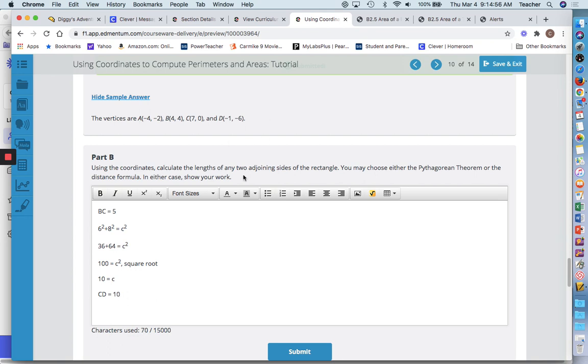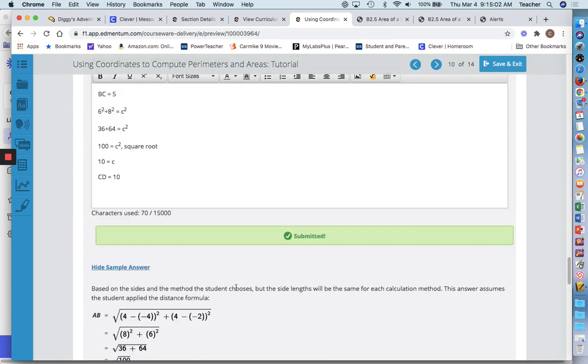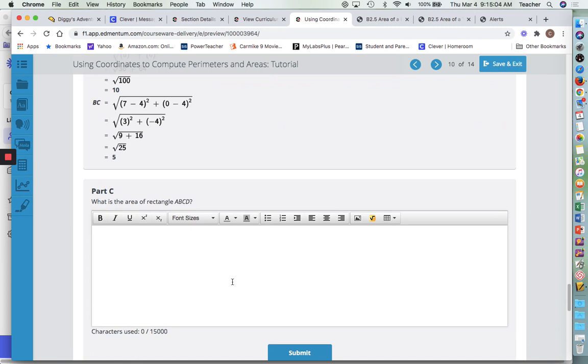All right, so let's see. I got the two adjoining sides. Use Pythagorean. All right, so I got BC is 5, CD is 10. All right, what's the area? Well, the area of a rectangle is base times height. The base and the height are 5 and 10. 5 times 10 is 50 square units.